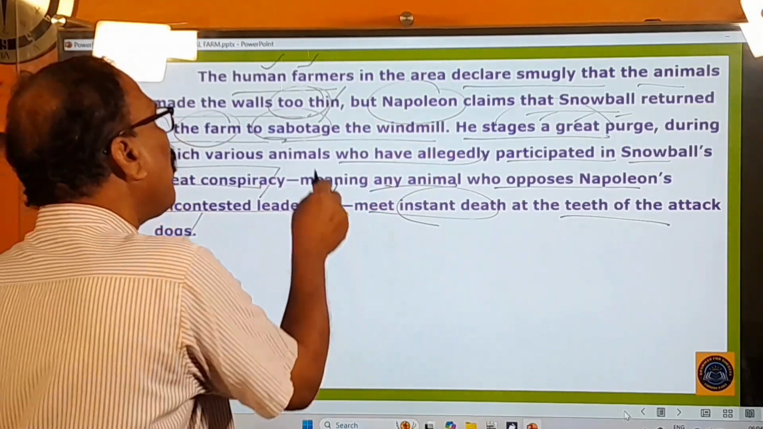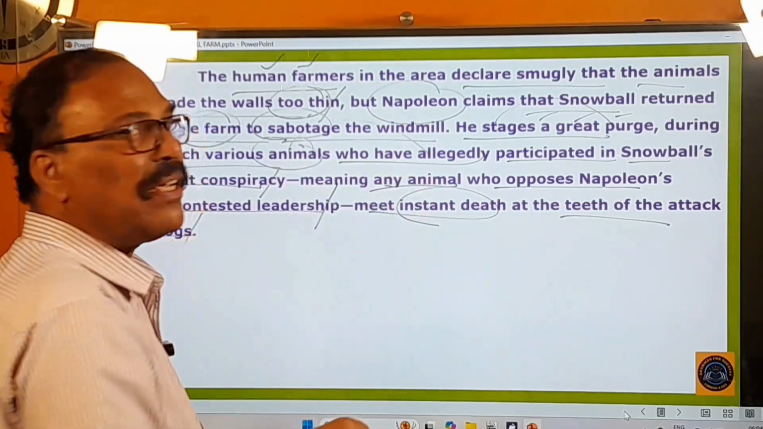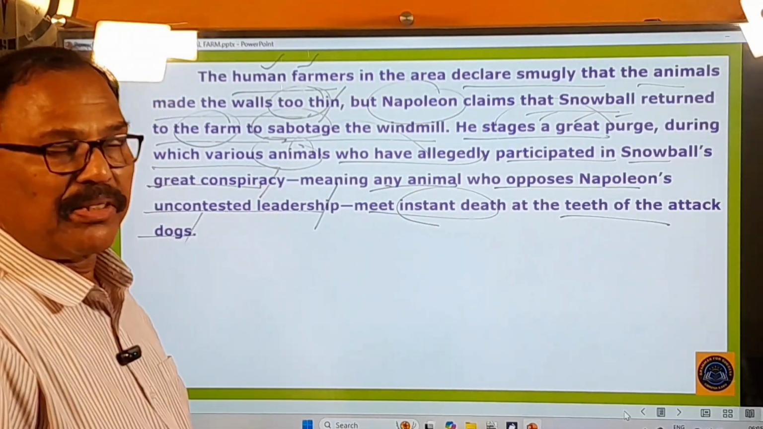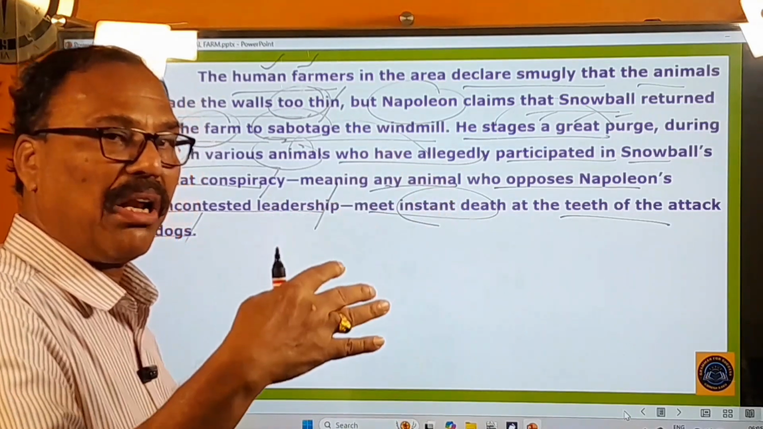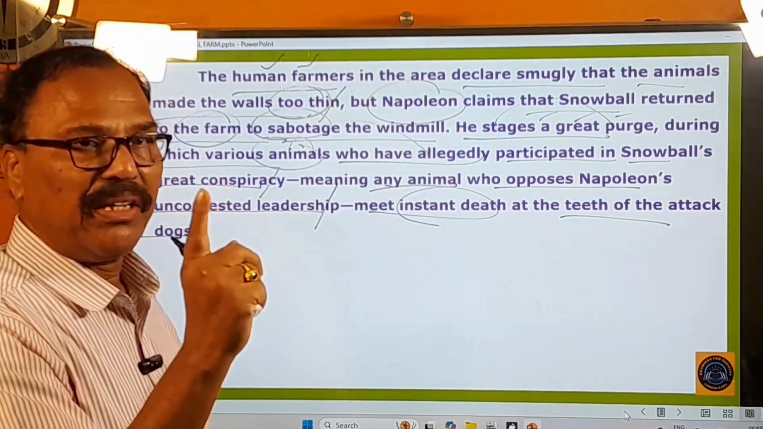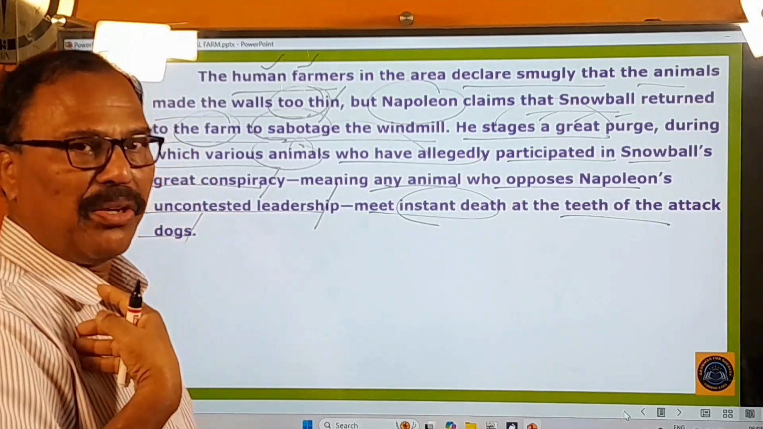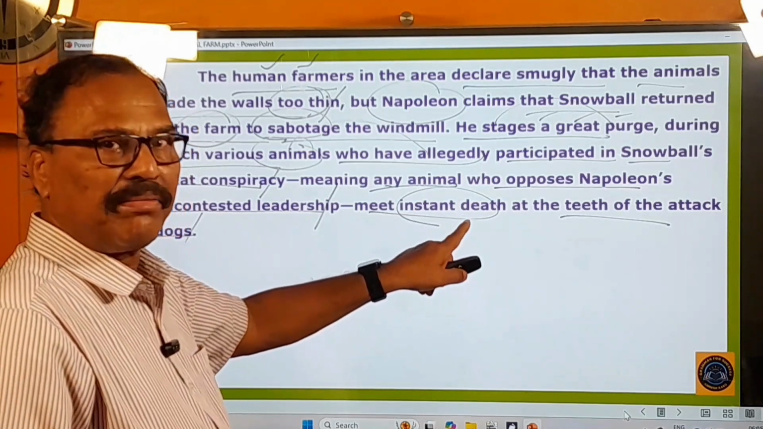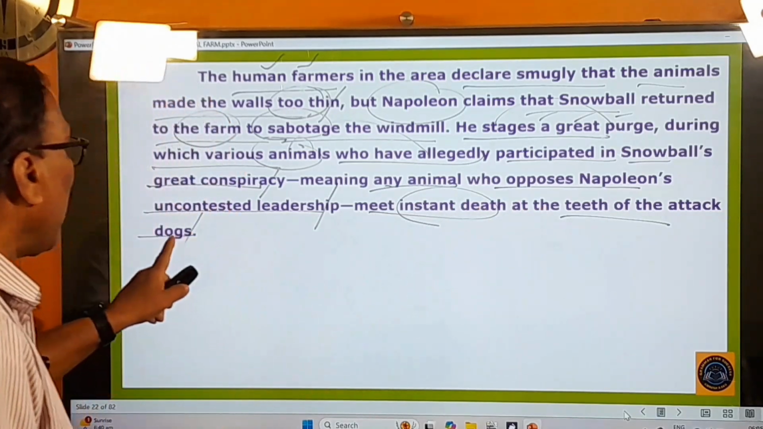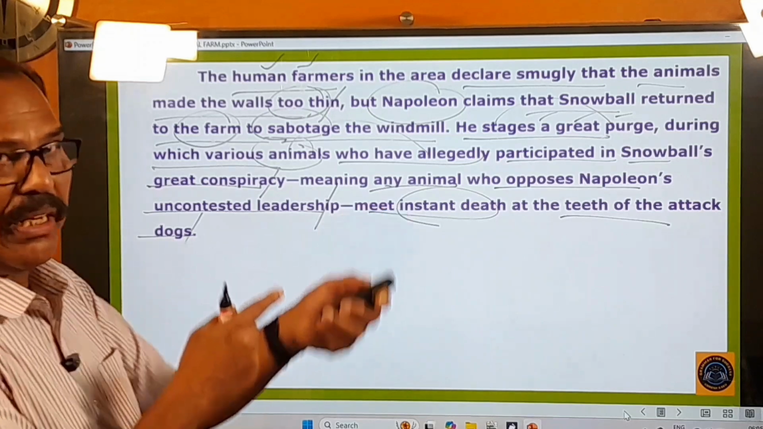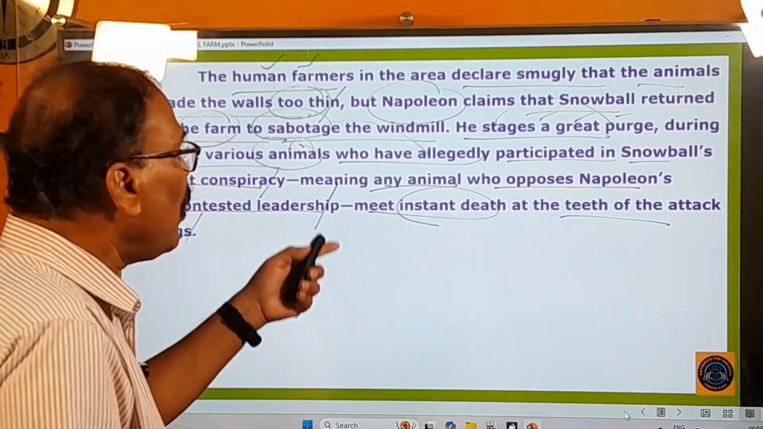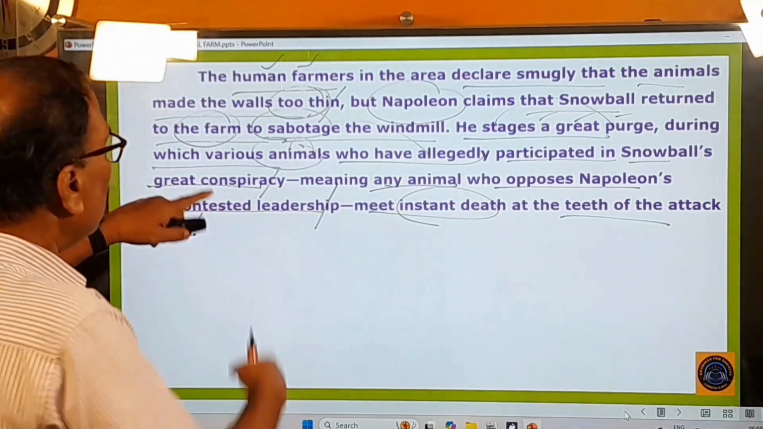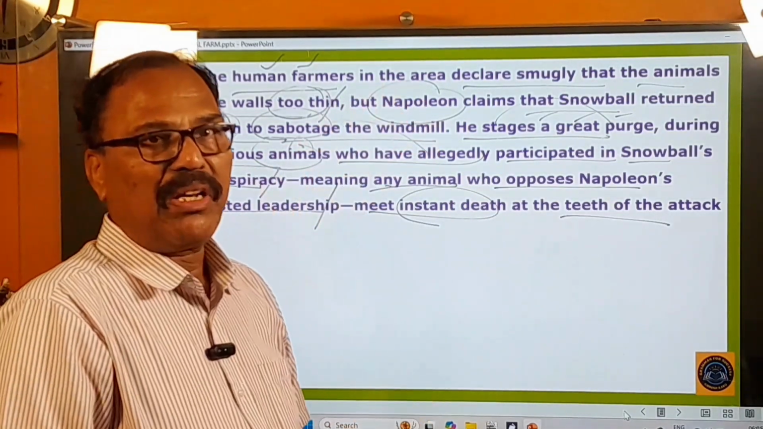He has also given a warning to other animals that have allegedly supported Snowball's great conspiracy: anybody who rebels against me, who opposes me, will face what? Instant death. Instant death at the teeth of the attack dogs. He is not going to kill them with a gun or anything, but he is going to kill them with the help of the attack dogs. Okay, so this is the warning given to all the animals of the animal farm.